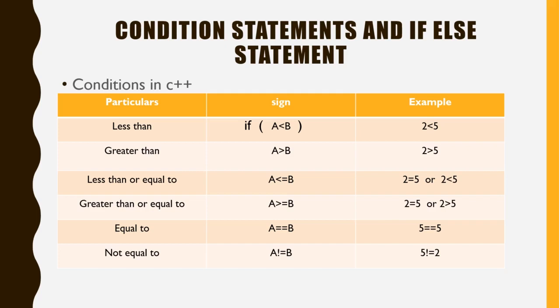So we have an example here. 2 is less than 5. Is this correct? Yes, true. 2 is a smaller number than 5. Then it will execute the if statement rather than the else statement.